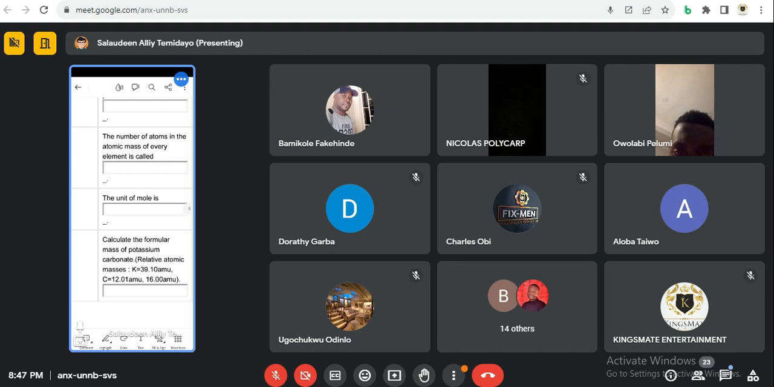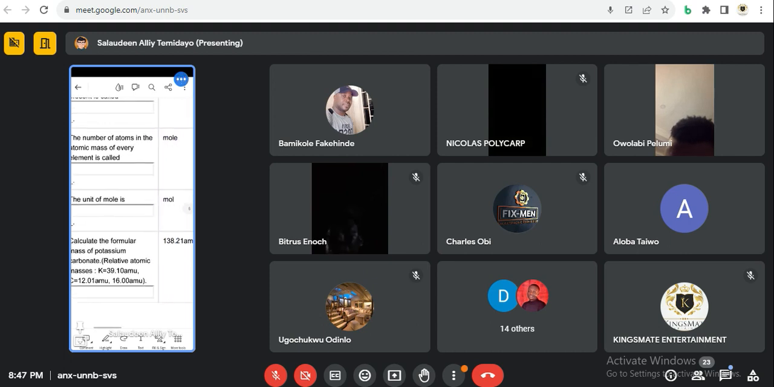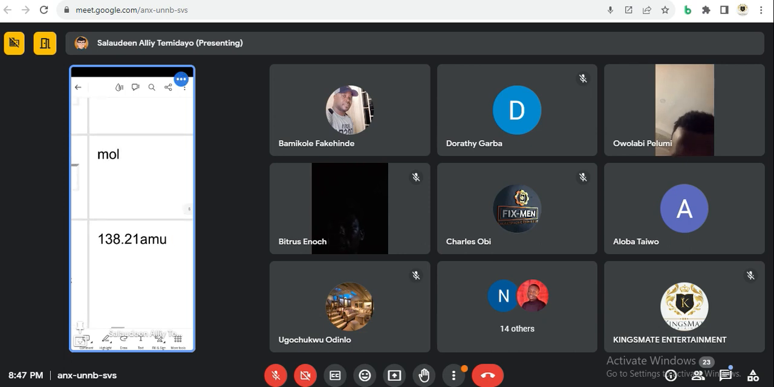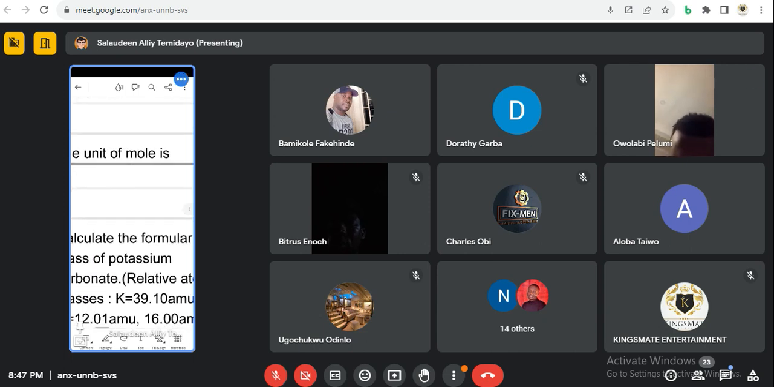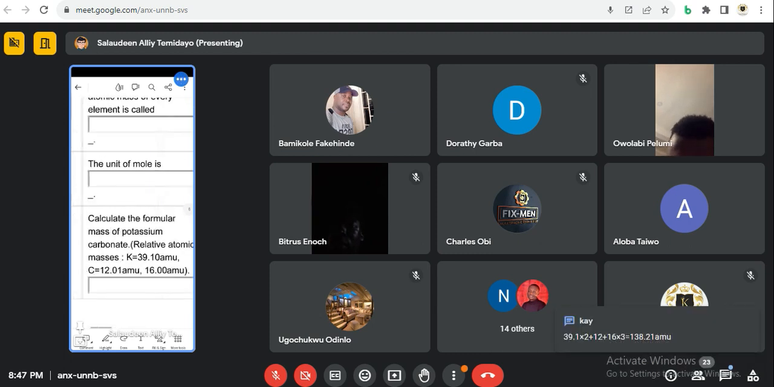That's going to give us 90.21. Plus oxygen, which is 3 here in K2CO3. So oxygen is 16 times 3, that is 48. We have 90.21 plus 48. So that's going to give us 138.21 atomic mass units. So please, are we getting it?